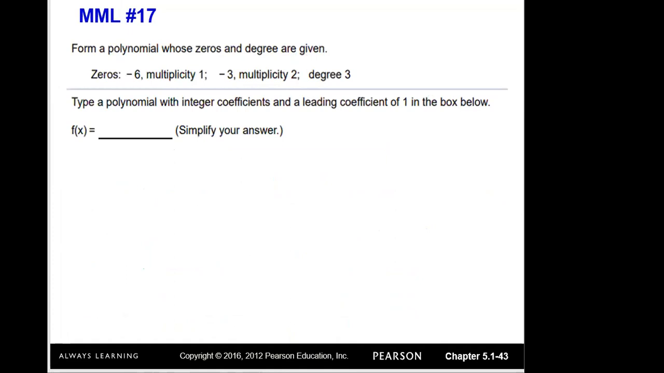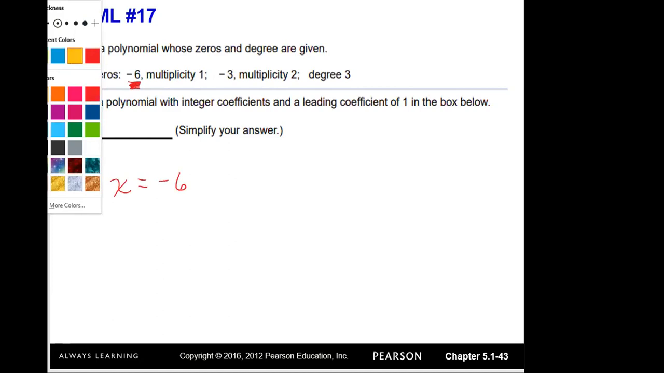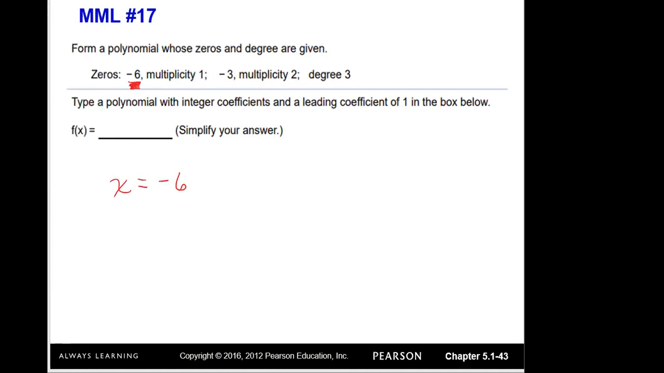Number 17. Okay, now this one has multiplicity. So on the first one, it gives me a negative 6. So that means it came from an answer of x equals negative 6. And then to solve that, or set it equal to 0, I'd have to add 6 on both sides. Boom, that's gone. So I get x plus 6 equals 0. So that means I have an x plus 6 as one of my factors.